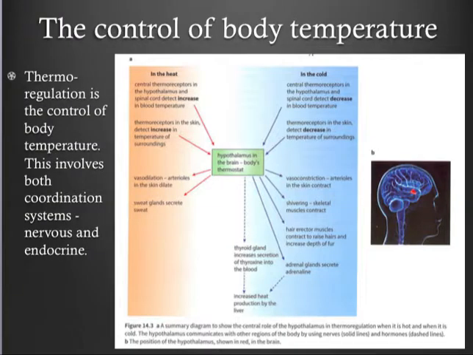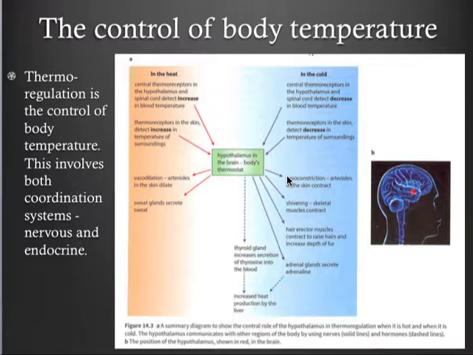Okay, so thermoregulation is the control of body temperature, and this involves both coordination systems, nervous and endocrine. All mammals generate heat and have ways to retain it within their bodies, and they also have physiological methods to balance heat again, so retention of body heat and heat loss, so that they can maintain that constant body temperature. As a result, we're not dependent on absorbing heat from our surroundings like other animals, and we can be active during the day and the night, whatever the external temperature happens to be.